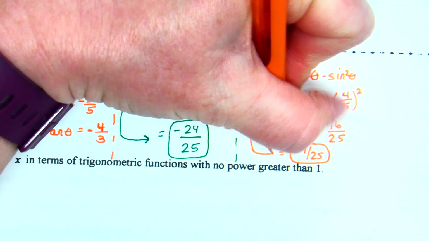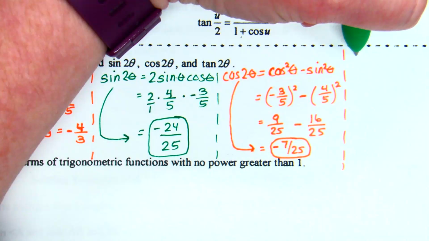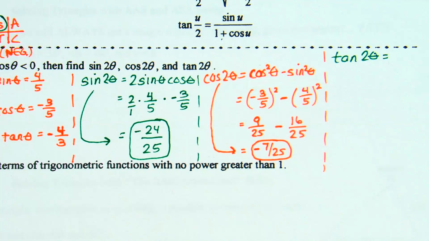And that is cosine 2 theta. And tangent 2 theta. Oh, and by the way, on cosine, if anyone tried one of the others, you should have gotten the same answer. Or if you want to go back and try one of the others at some point, you get the same answer if you do the correct math. Okay, tangent of 2 theta.